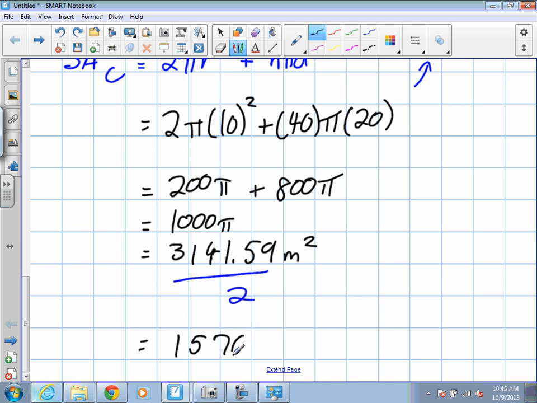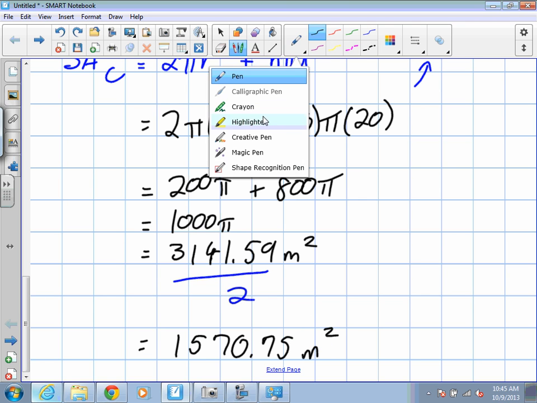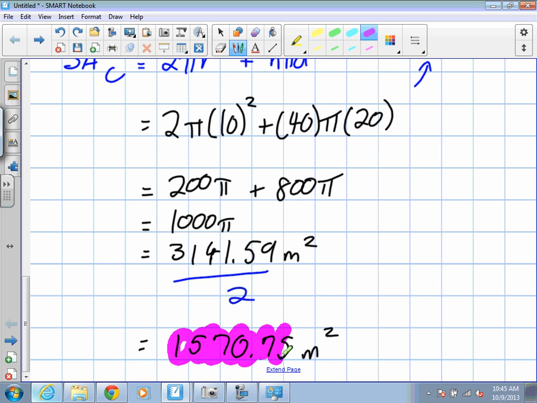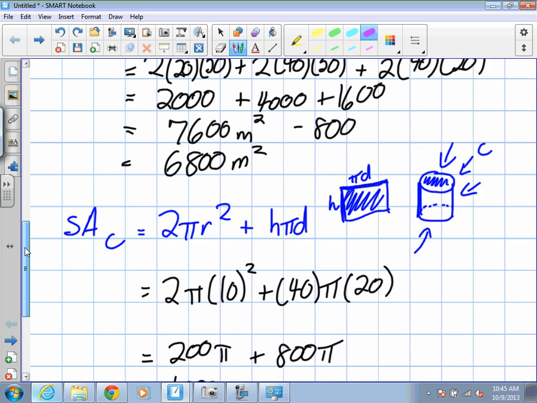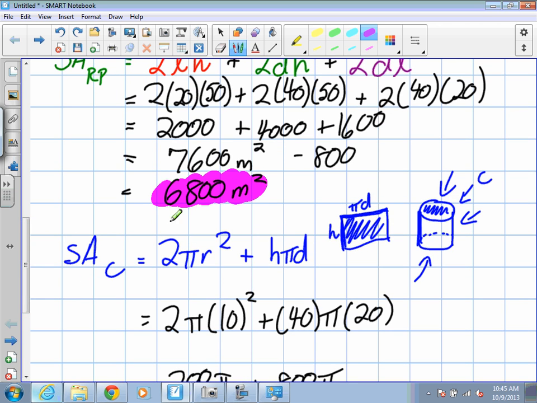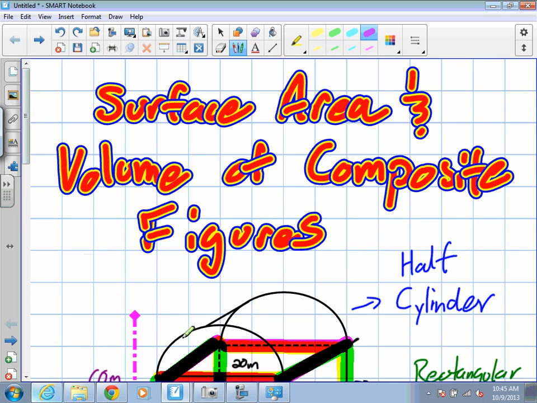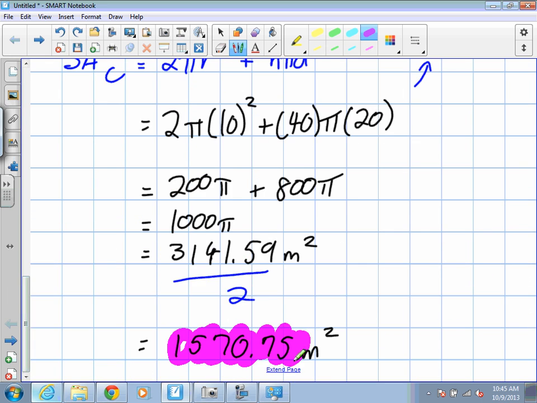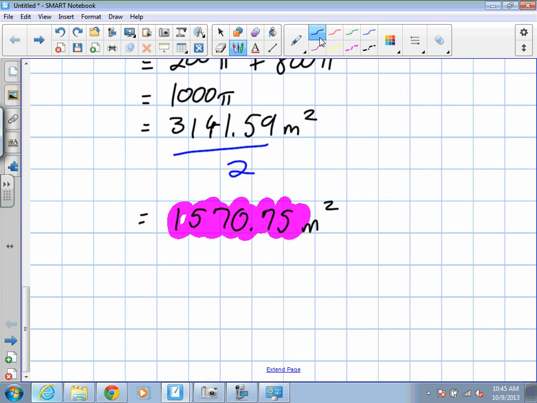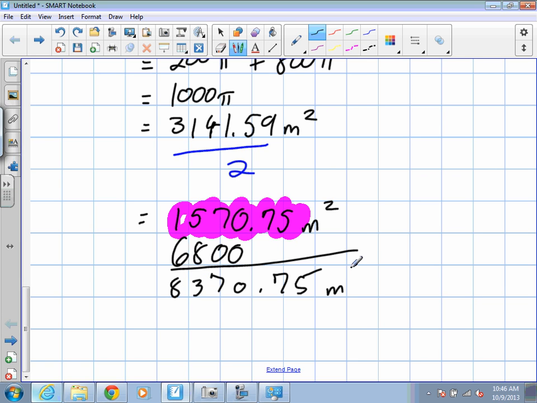Now, this is one of the surface areas, the one of the cylinder. Our other surface area was the rectangular prism. To find the total building, we got to add them together. So we need to add 6,800 to this number, which gives us 8,370 meters squared, not cubed, for the surface area.